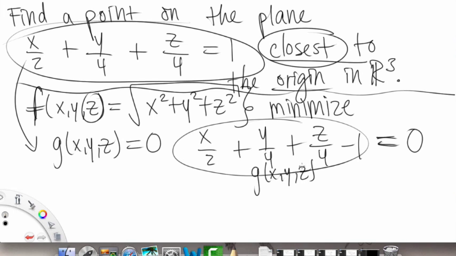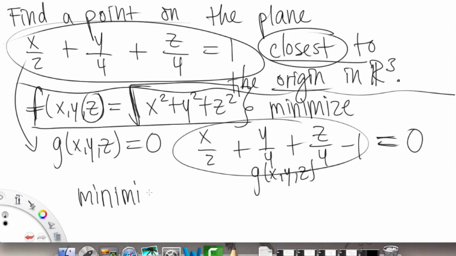All right. So now, what's important to note is that when we look at our f of x, y, z function here, it has the square root of 3 variables being squared and then added together, right? So this square root is going to be super messy when we try to find the partial derivatives. So it's important to realize that when we're minimizing the distance of something, we're also minimizing the square of that distance. So here's an important point.